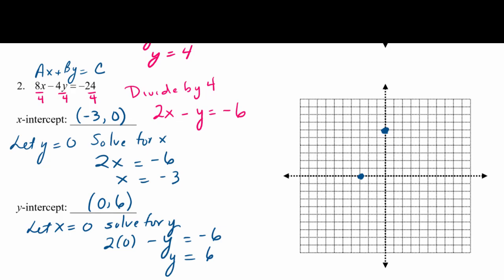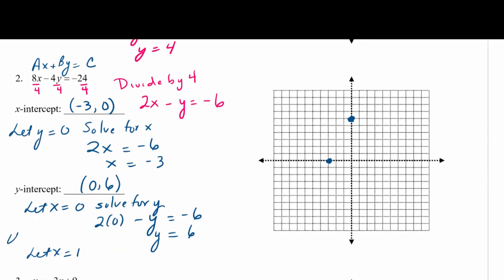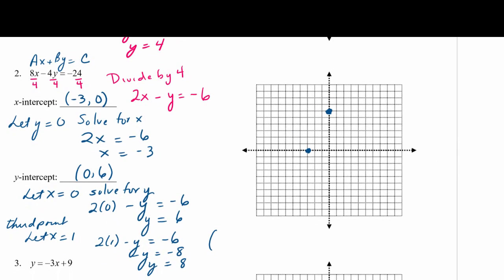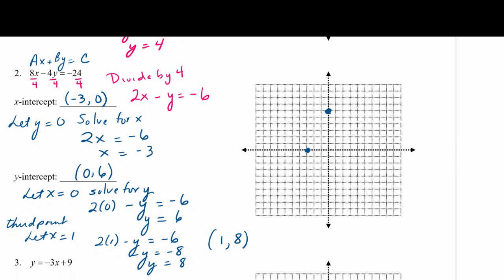So I have a 0, 6, and I'm going to pick the number 1. How about x equal to 1 for my third point? Okay, and so then I get 2 times 1 minus y equals -6. So that's 2. Let's subtract 2 from both sides. So I get -y equals -8. Y equals 8. So 1 comma 8. So 1, 8 lines up beautifully. So let's go ahead and draw the line through the 3 points. Yep, there it is. Awesome.